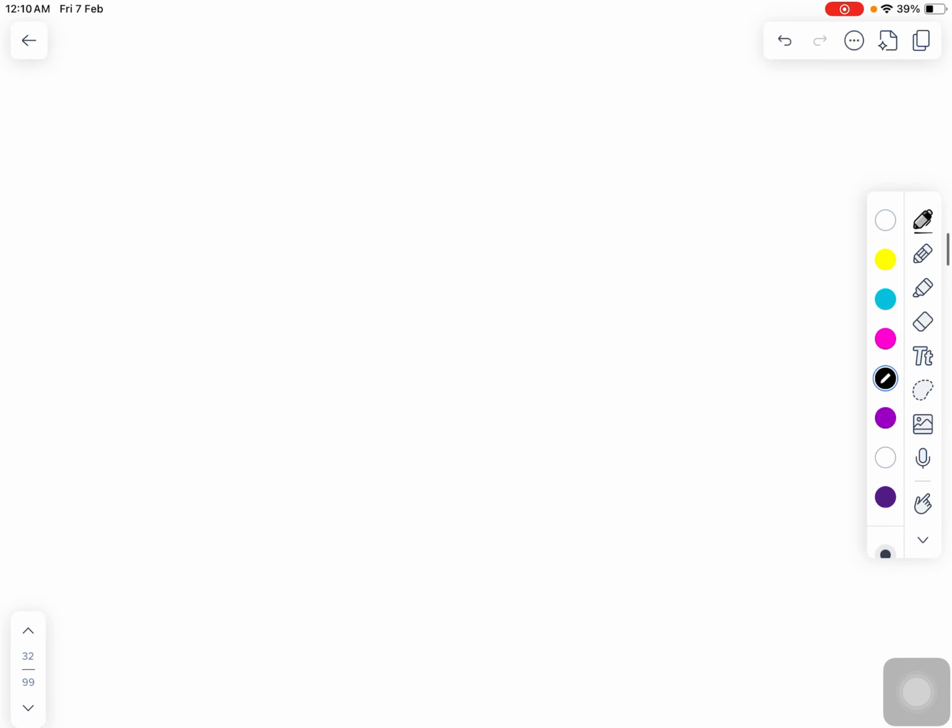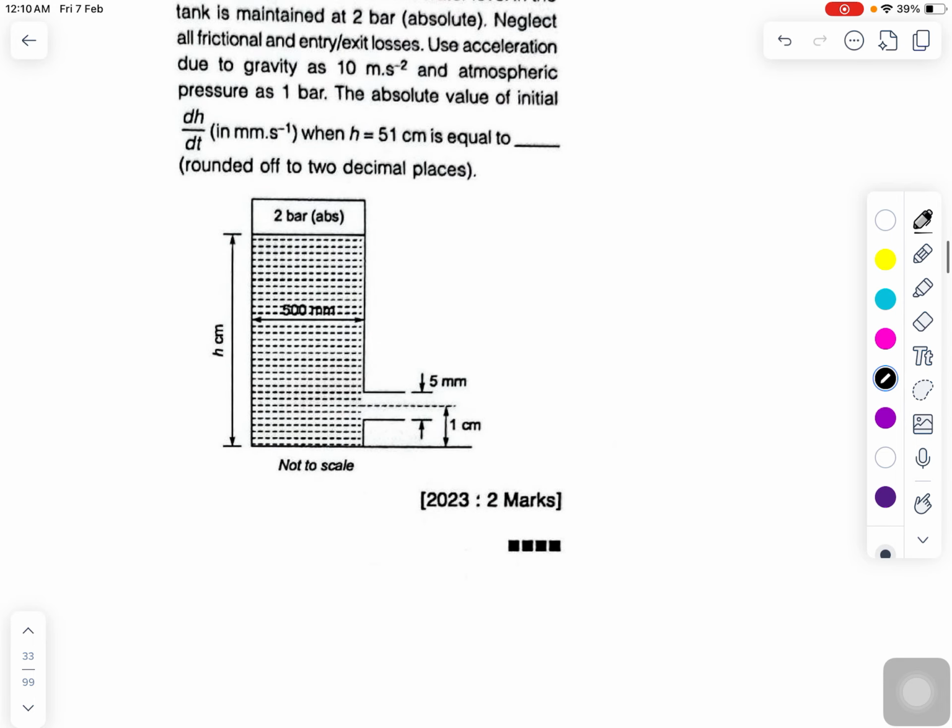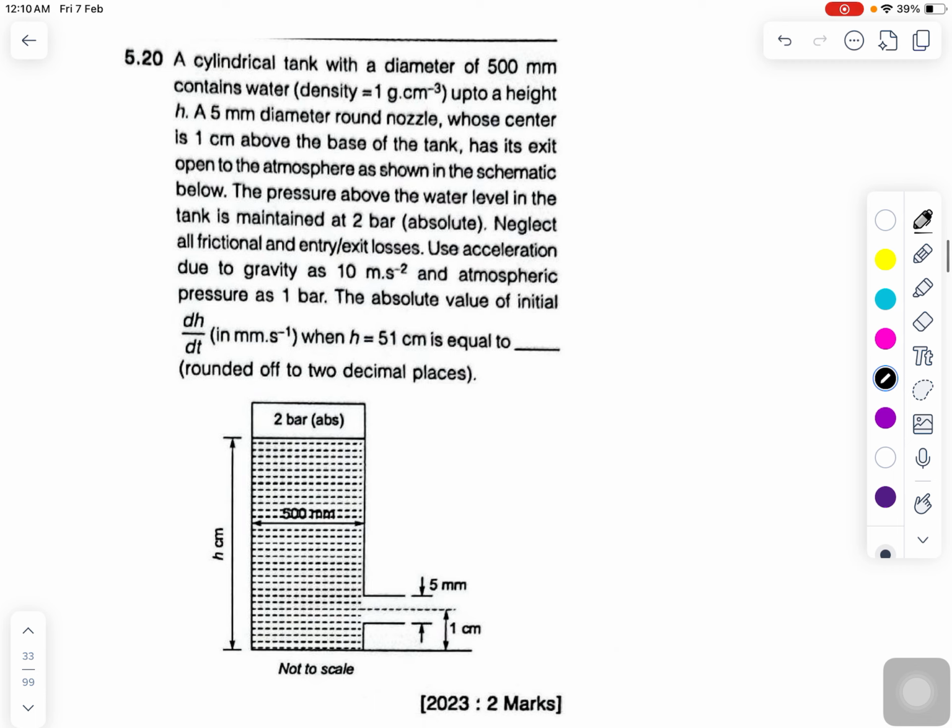Now I'll be moving towards the next question, and I think this is the last question of fluid dynamics. Here you can see a cylindrical tank with this diameter given to you, and a 5 millimeter diameter round nozzle hole. Here you can see this hole is there through which fluid is coming, and the pressure above the water level in the tank is maintained at 2 bar. So at this point the pressure is 2 bar, and neglect the friction loss and entry loss. Use acceleration due to gravity.